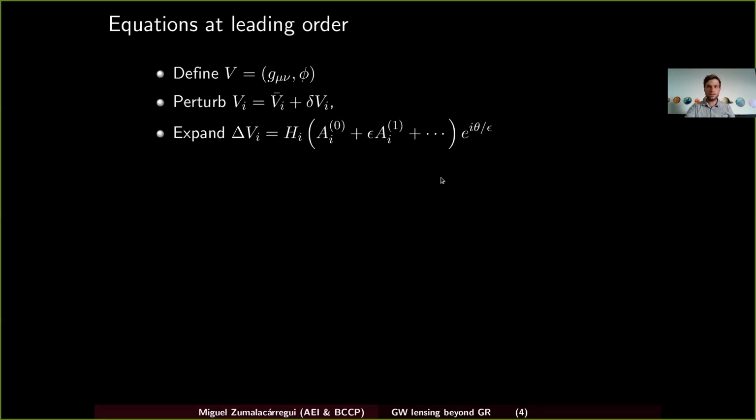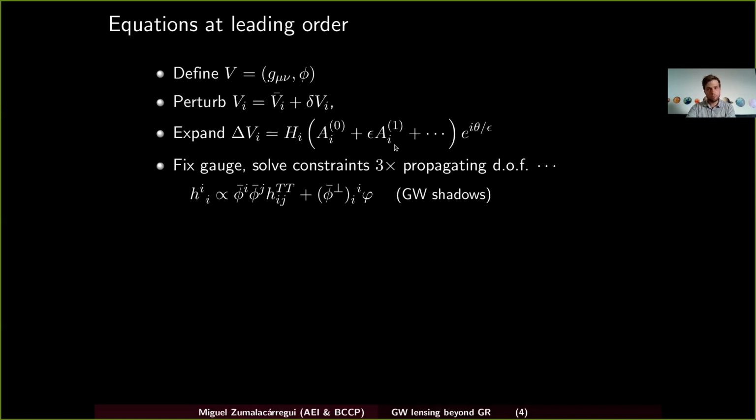So the framework, I will not go into any details, is that we basically collect our fields into a vector of fields, including all the components of the metric. We then perturb all these components and expand in a WKB type of approximation. So we expand in frequency, in a phase and an amplitude, and the amplitude has different corrections that come at different orders, using this epsilon, an artificial order parameter, to order the expansion.